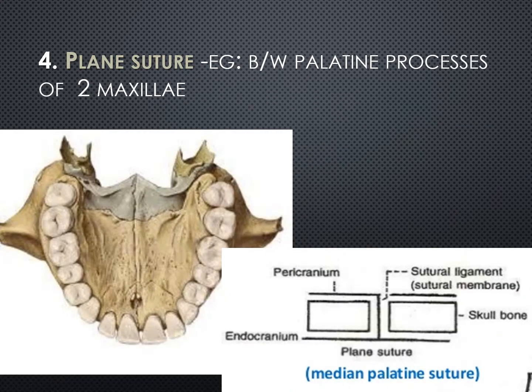Then we have the plane suture. Here the two bone ends are plane and they are just simply opposed to each other, separated by a sutural membrane or the sutural ligament between them. Example for plane suture is between the two palatine processes of the maxilla, both the maxilla, you get the plane suture where they are simply opposed to each other. That is example for plane suture.